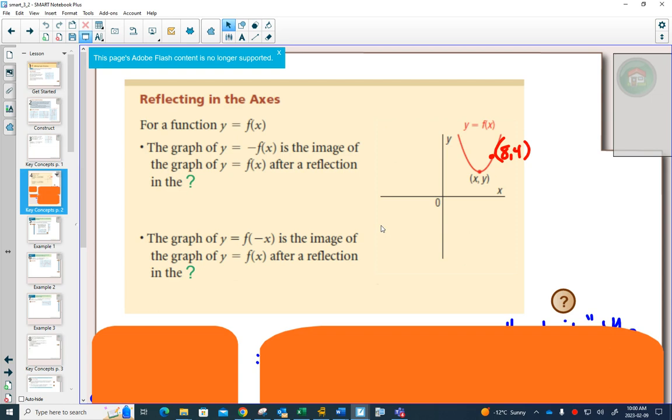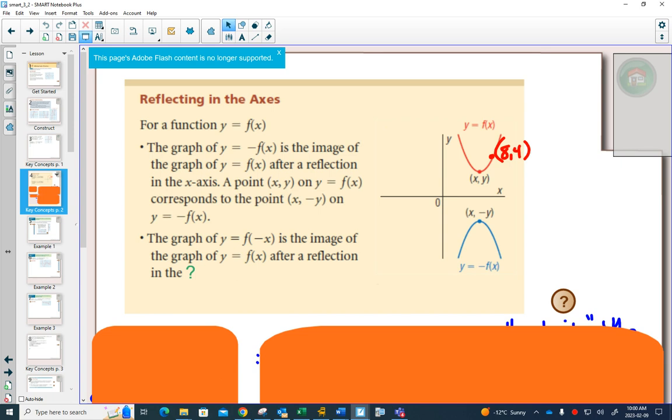So if I had this point (8, 4), and I had a negative outside of the function, that would flip it, and it would take that point (8, 4) and now you would have (8, -4). Only thing that would be affected would be the y coordinate.